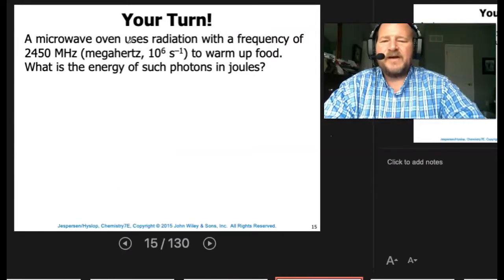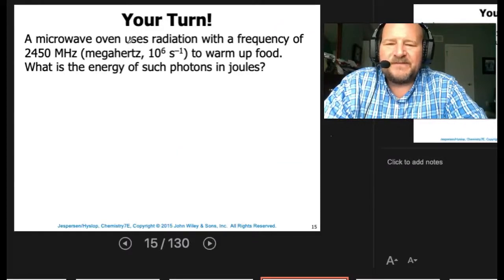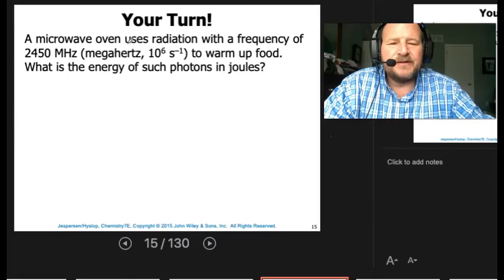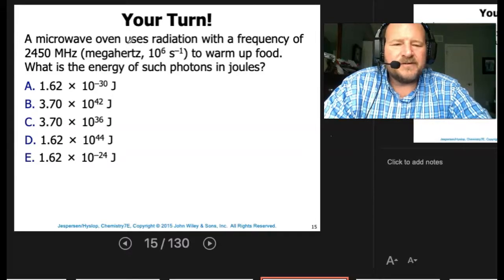All right, a microwave oven uses radiation with a frequency of 2,450 megahertz to warm up our food. What is the energy of such photons in joules? So what is the energy of the photon? There are options. I'll give you a moment here to pause, maybe work out the problem.